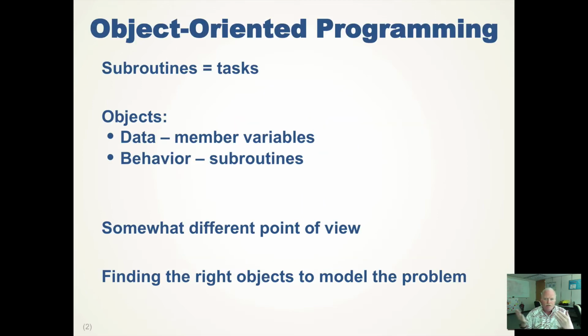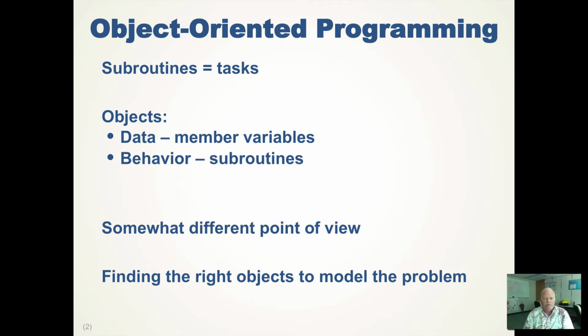Previously we talked about subroutines being tasks. You would do something in a subroutine and you can do it again and again. We're now adding the concept of an object, which combines both data, or member variables, and subroutines, or behavior. So we can now do behavior on that set of data, and we can have two separate objects that represent things that have different data in them but have the same behavior.